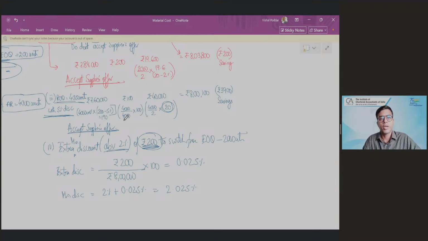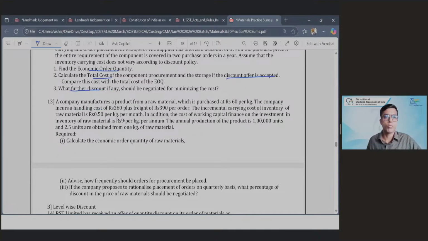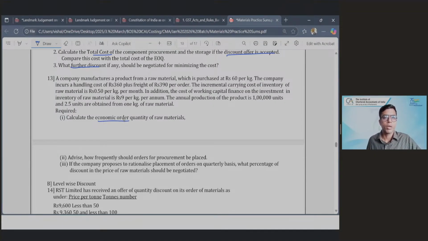Same as question 12: EOQ total cost compared with the supplier's discount offer, and that offer will be rejected. Why? Because it will be costly. So what is the further discount, if any, you want to negotiate? Same question: EOQ, how frequently order should be purchased, and then the company proposes to rationalize the placement of order by placing quarterly order, what percentage of discount they should negotiate.